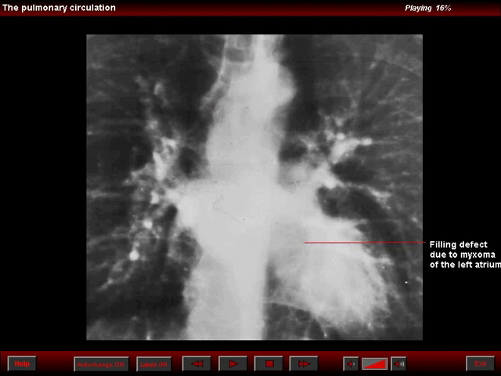This is the venous face of a pulmonary angiogram, which shows a filling defect slightly to the left of the midline, close to the inflow tract of the left ventricle, and this was the result of a myxoma of the left atrium.